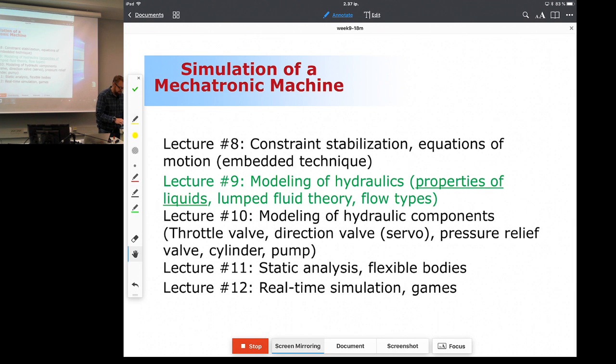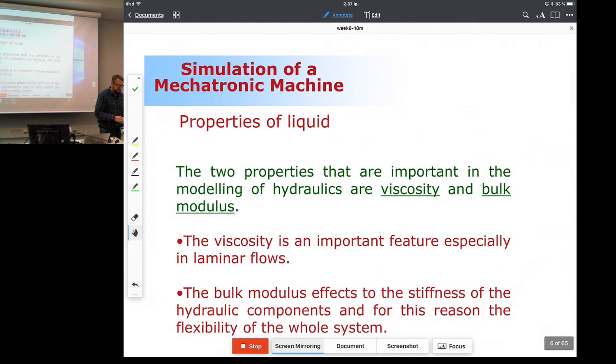So let's take a look at the bulk modulus. The two items that I'm going to explain are the viscosity and the bulk modulus. One is not so important for us, and that is the viscosity. Why is it not very important for us? That's simply because the viscosity comes into play when the flow type is laminar flow. You don't know what the flow types are yet, but roughly there are two flow types: turbulent flow and laminar flow.